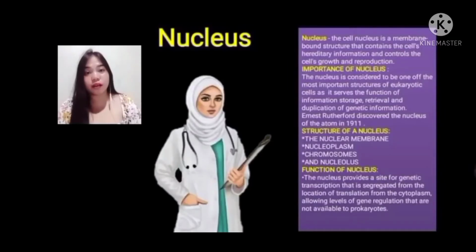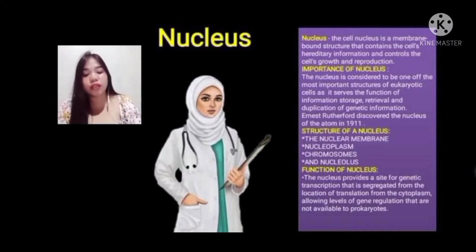So before I start, I just want you to know that nucleus and nucleolus is not the same. Their difference is the nucleus is the main part of the cell, while the nucleolus is part of the nucleus itself. So let's go back to our main topic, which is nucleus. The cell nucleus is a membrane-bound structure that contains the cell's hereditary information and controls the cell's growth and reproduction.